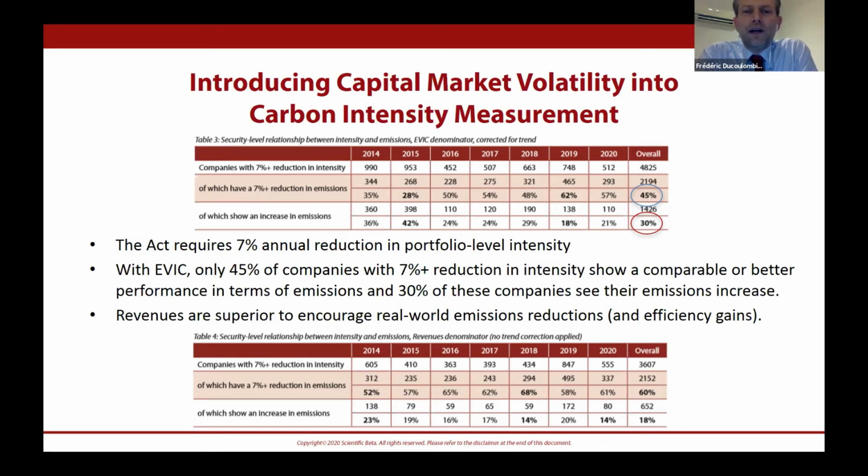Well, the figures I showed you had already been corrected for inflation. So I wanted to make it easier and not discuss this point. So I took the most favorable view of the problem, and these 45% of companies that have a falling carbon intensity, but in fact see their emissions increase, this is after we have applied the correction for inflation.